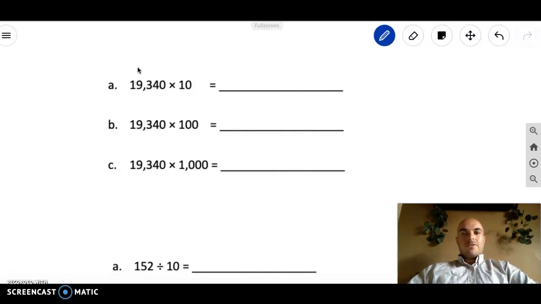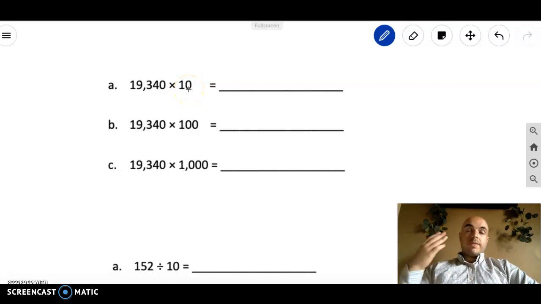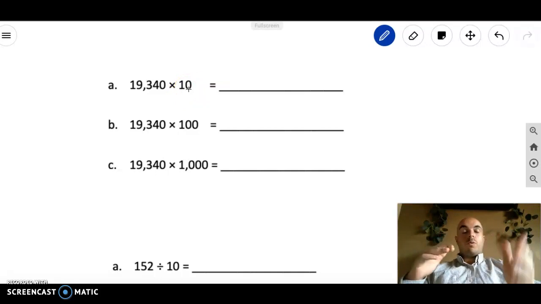So let's get started off with the top one here. The top one is 19,340 times 10. Now, of course, we know if we're thinking about our place value charts in our head, we're moving all those numbers over one place value. But there's another way that we can make this even easier for ourselves.